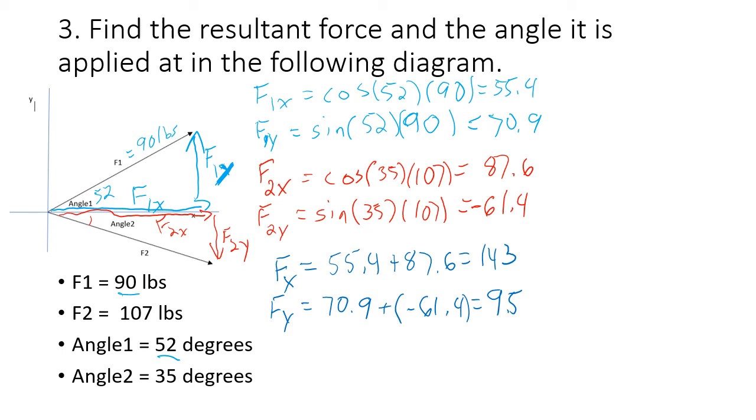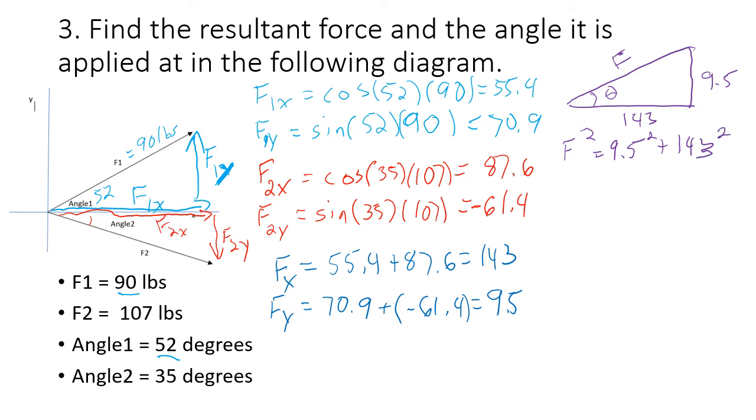All right, so we're going to use those things to make a new triangle, which I'll make in purple here. So we've got a new triangle that looks kind of like this. This side of it is 9.5, not quite drawn to scale here, and this side is 143. We're going to be looking for this angle, which we'll call theta, and this side, which we'll just call f. So to find f, we can say f squared equals 9.5 squared plus 143 squared. So f equals 143.3 pounds. So that's the result when you add those two forces together.